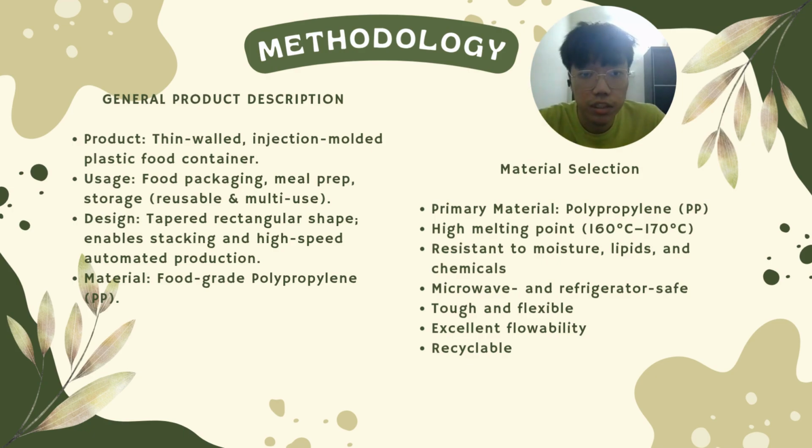So for material selection, the primary material is polypropylene. It has a high melting point, which is about 160 to 170 degrees Celsius. It is resistant to moisture, lipids, and chemicals. It is microwave and refrigerator safe, tough and flexible, with excellent flowability, and recyclable.